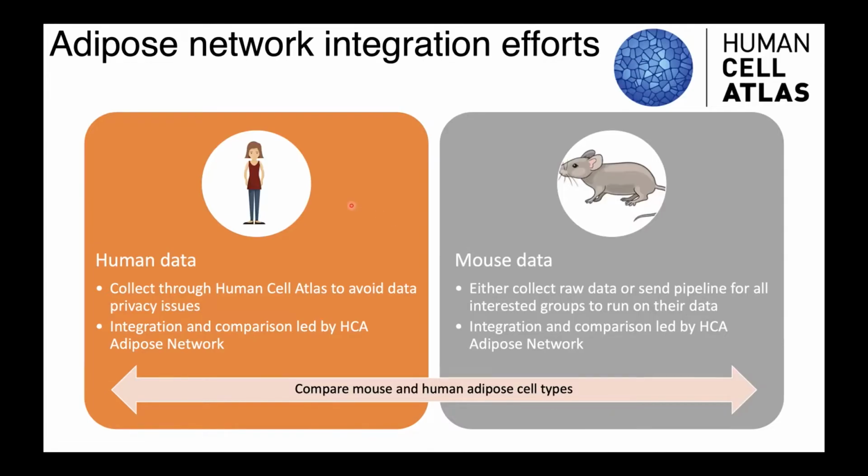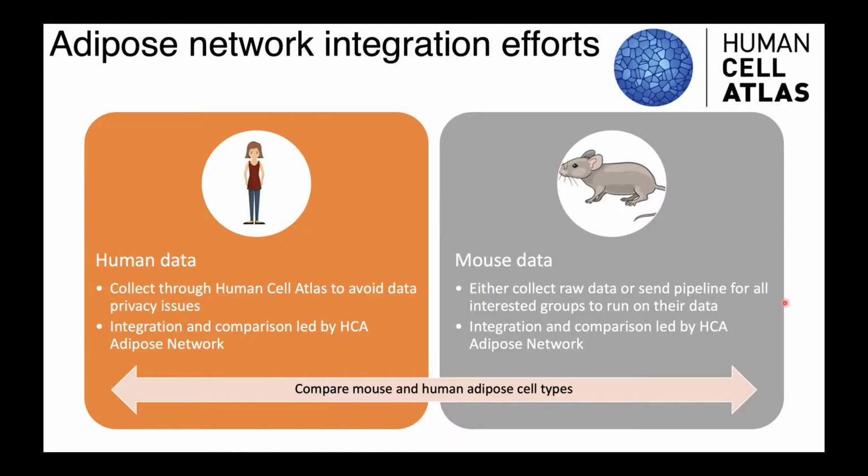So one of these is to collect both human data and mouse data from any interested adipose researchers and integrate them together. For the human data, we're working with the Human Cell Atlas, which is also attempting to collect data sets from all of the different networks to create a large human cell atlas across organs. They're leading the human data collection efforts, and will integrate the data as part of the Human Cell Atlas, whereas we would like to take the adipose data and separately analyze it just amongst the adipose network. We also have not started collecting, but do plan to collect mouse data from interested groups.